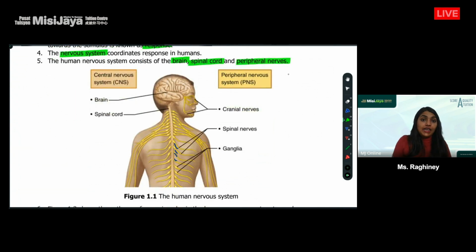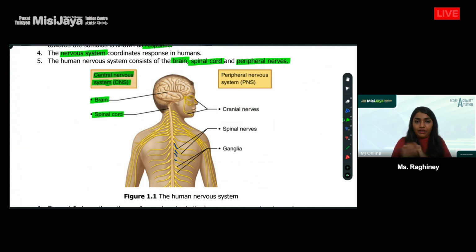Let's begin with the central nervous system. Central nervous system, also known as CNS. By the word central, what can we know about it? It's kind of like the HQ. Yeah, it's the most important one, right? It is where everything goes, basically. Central nervous system is made up of only two organs, brain and spinal cord.